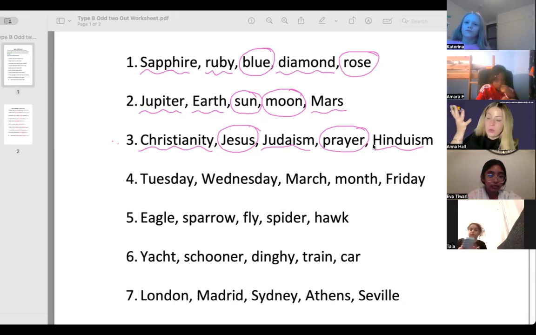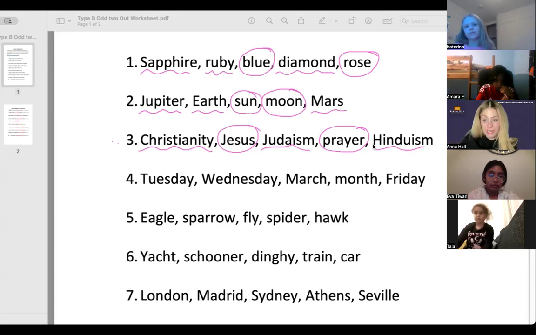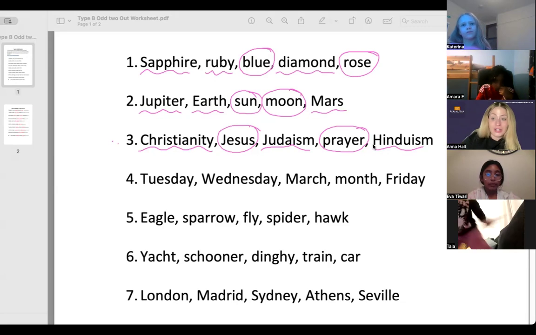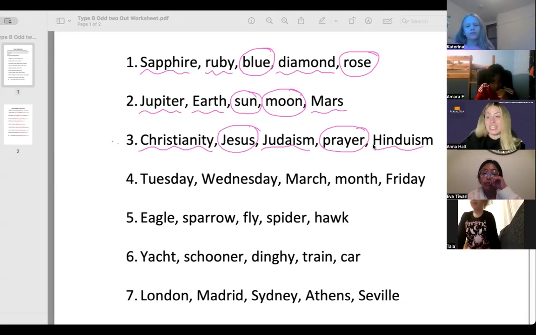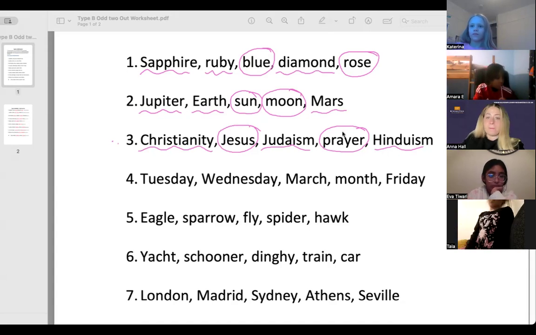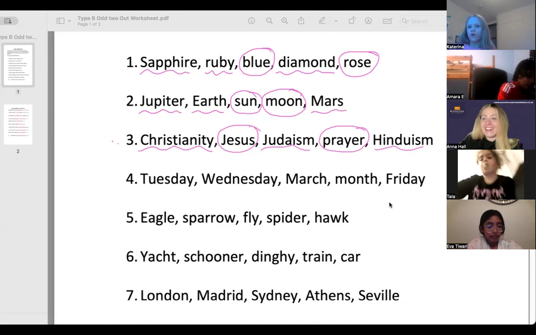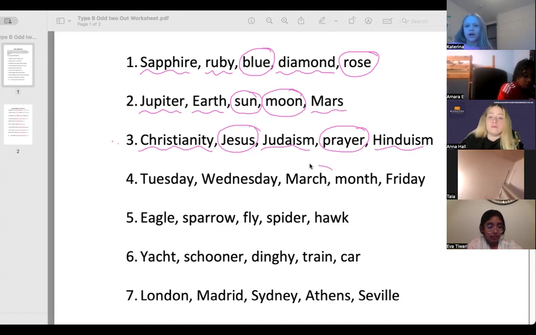But as you can see, the questions are worded in a way where things can be very similar. So obviously, Jesus and prayer are to do with religion, they are a part of religion, but they're not the actual religion name. Okay, fantastic. Right, question 4. Katerina, what do you think about question 4? The answer for question 4 would be March and month.